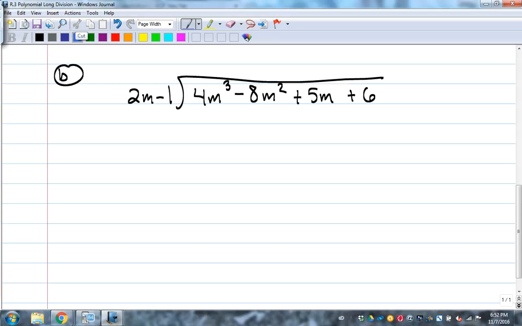2m times what gets me 4m to the third? 2m squared. Notice I'm putting that above the m squared. I like to make columns there and think, okay, these are where the m squareds go. That's not necessary, but it sure does make my life make sense when things are organized like that.